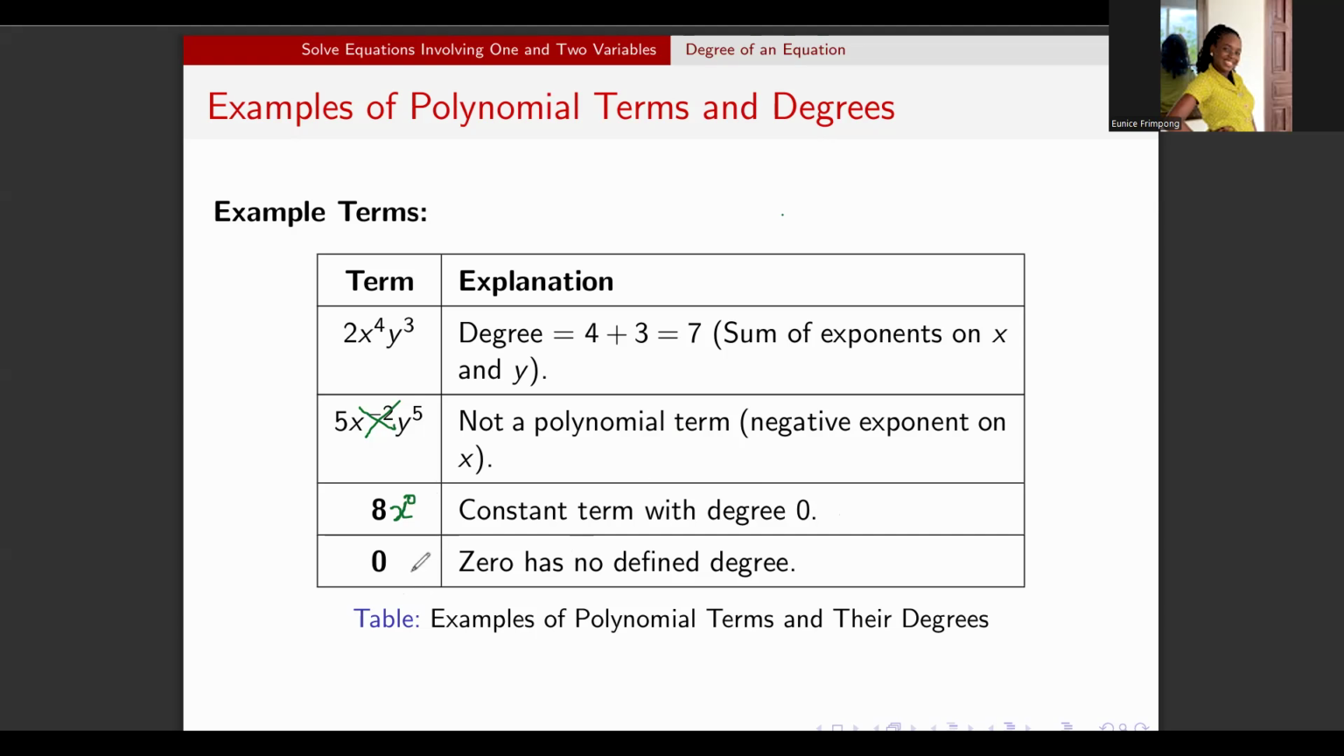Finally, 0 has no defined degree because, as mentioned, once we have 0, it means the coefficient is equal to 0. And we noted that for a polynomial, each of the terms should not have a coefficient equal to 0. The a_n's should not be equal to 0. So this is showing that that a_n is equal to 0. If that's the case, then we cannot even find the degree of the term at all because it even fails to meet the criteria of a term of a polynomial.